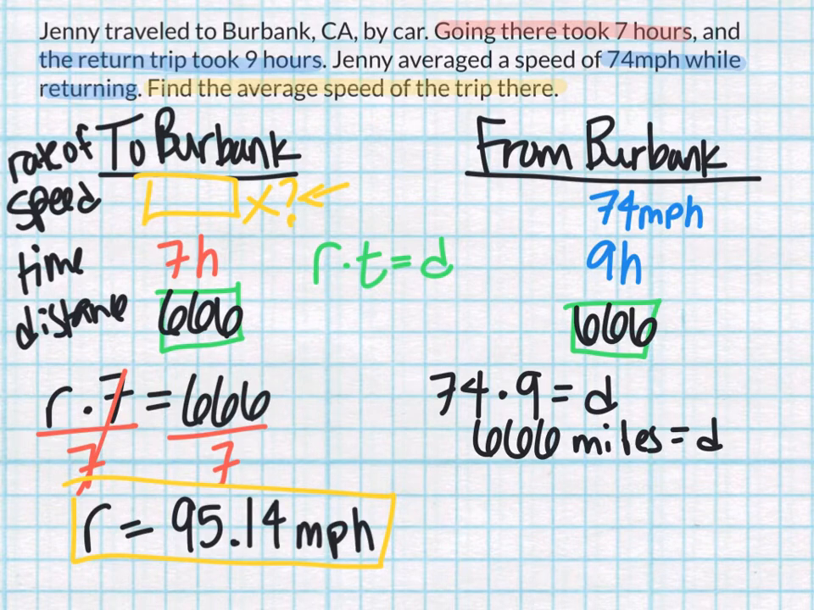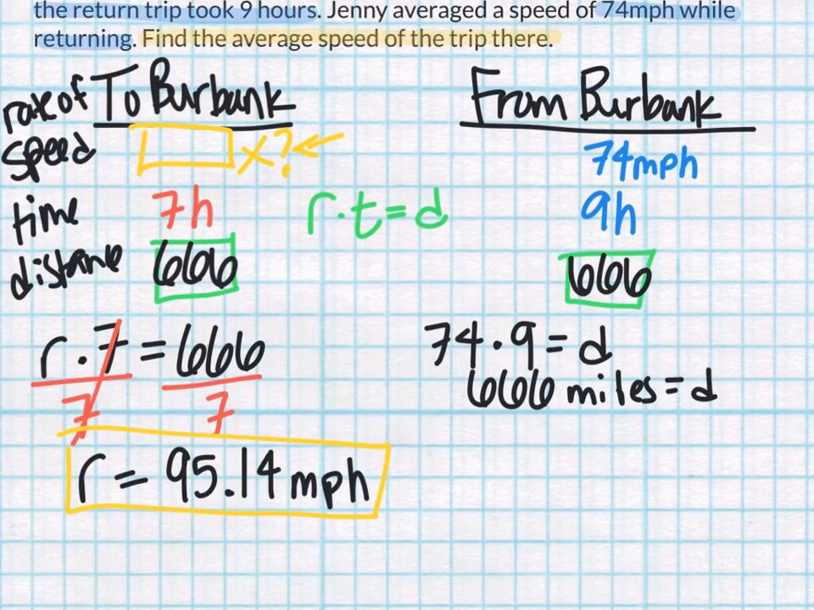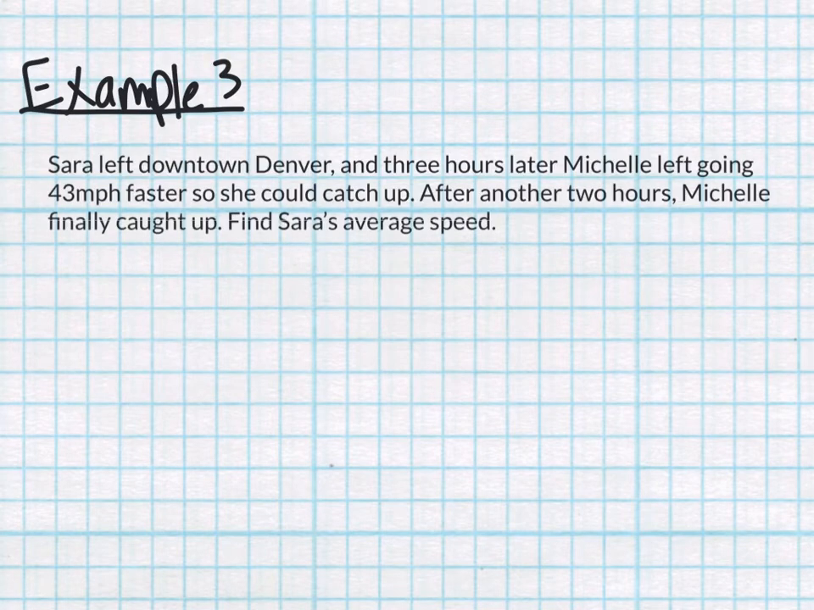Okay, let's do one more example. Example 3. Okay, so this one's going to be a little bit harder. Sarah left downtown Denver, and 3 hours later, Michelle left going 43 miles an hour faster so she could catch up. After another 2 hours, Michelle finally caught up. Find Sarah's average speed.